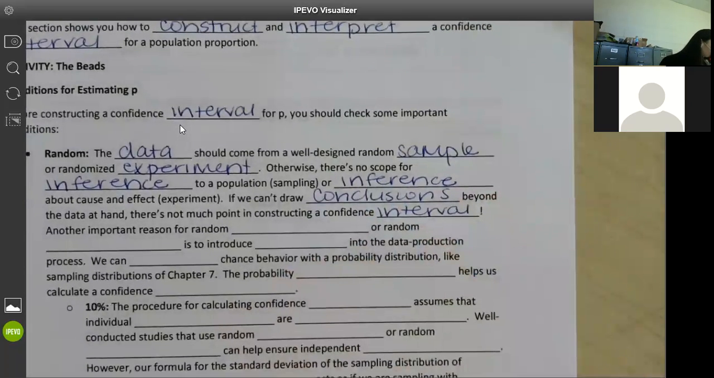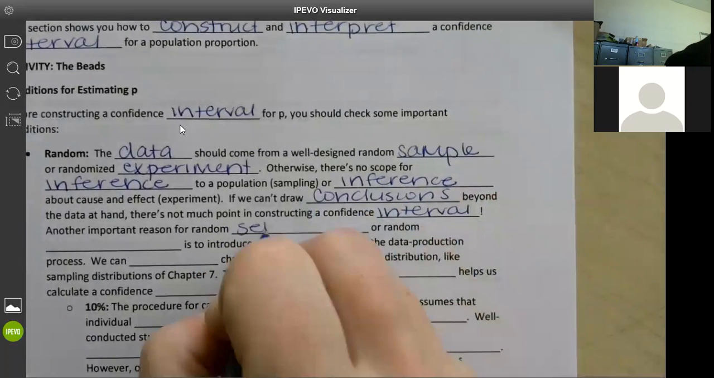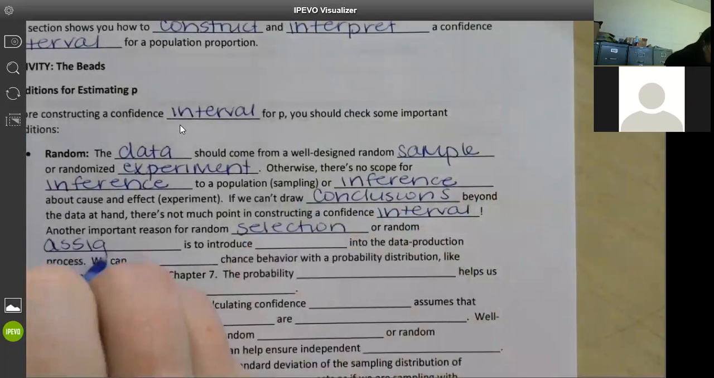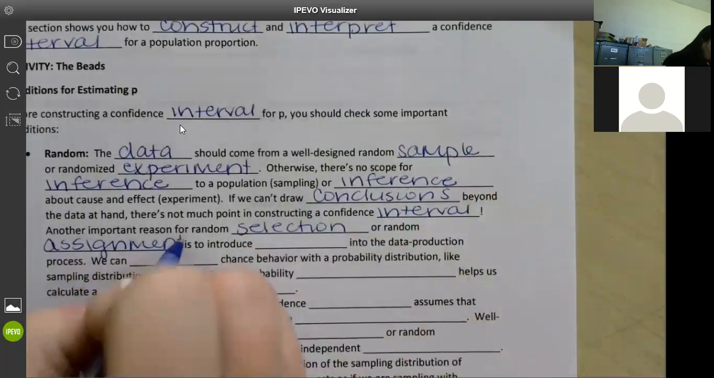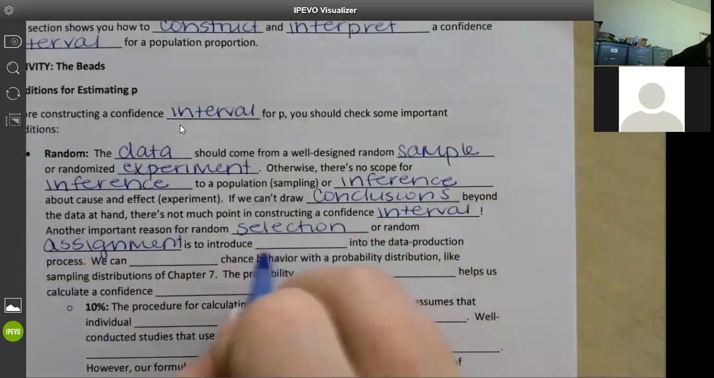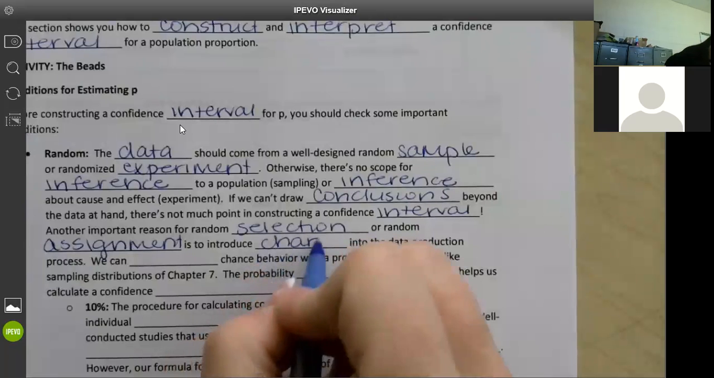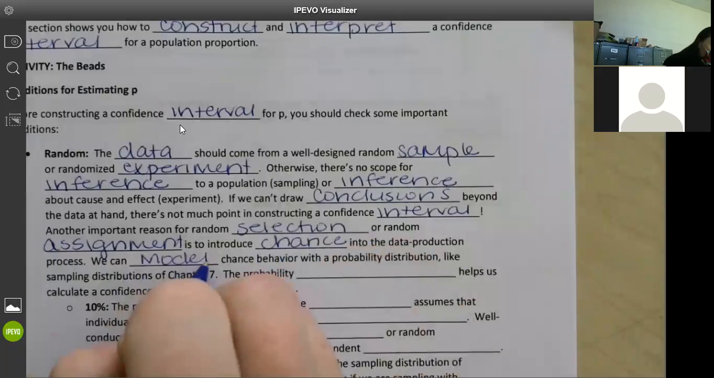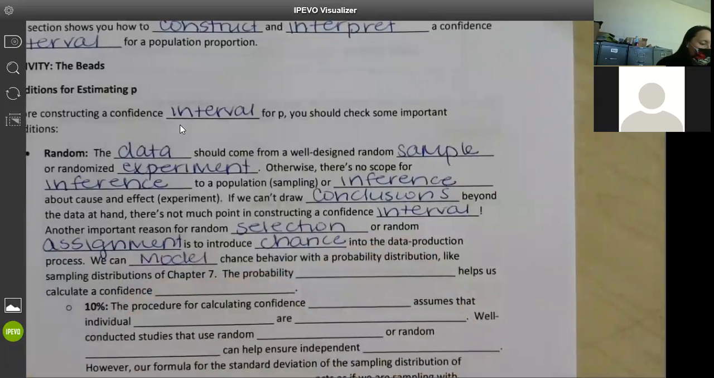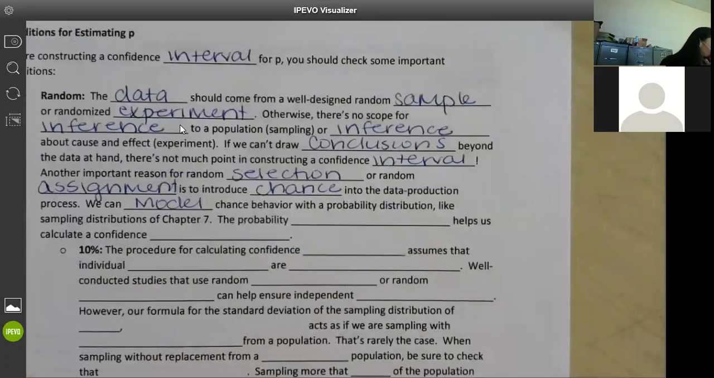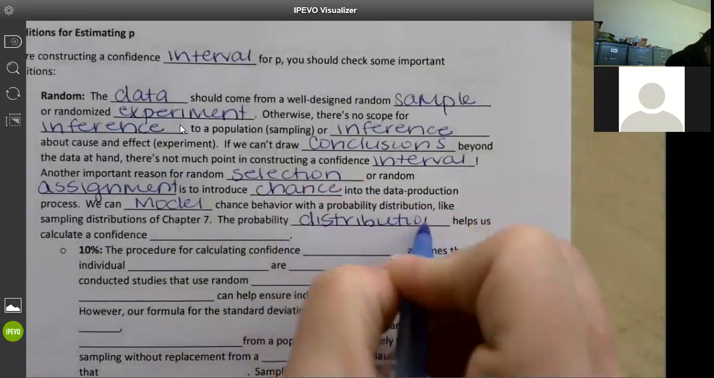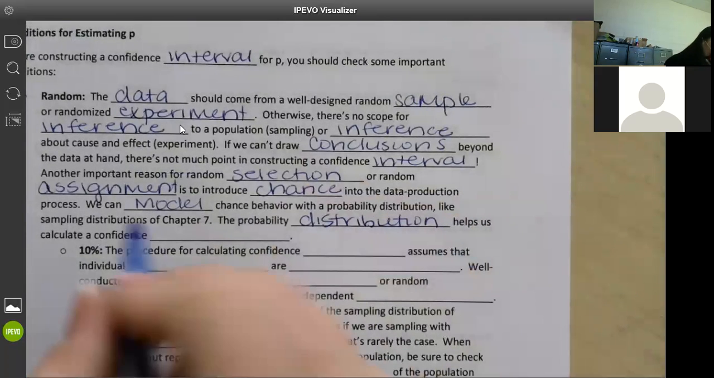Another important reason for random selection or random assignment is to introduce chance into the data production process. We can model chance behavior with a probability distribution like the sampling distributions of chapter 7. The probability distribution helps us to calculate a confidence interval.